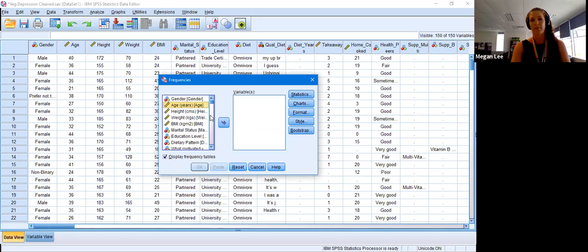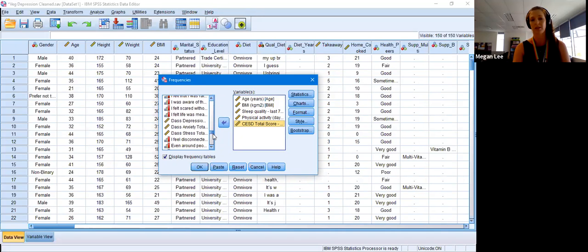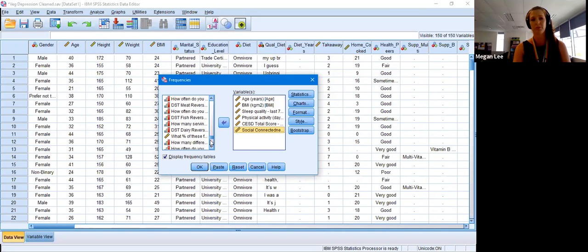Great, so our continuous data, we're going to have a look at age, BMI. We don't need height and weight because we've transformed them into a BMI variable, which is more interesting. We don't really want to know about takeaway meals. So we're just looking at our data of interest. So sleep quality is one that we're interested in. Physical activity levels is one that we're interested in. Our depression total score. We're not going to worry about the BRUMs and the DAS because they will tell us similar things to the CSD. Our social connectedness score, which is another variable that could be influencing depression.